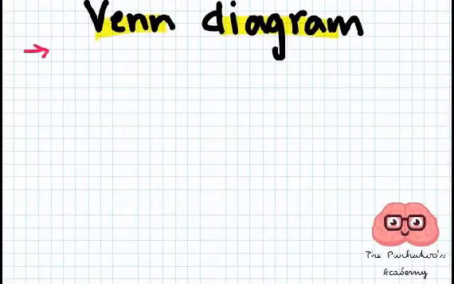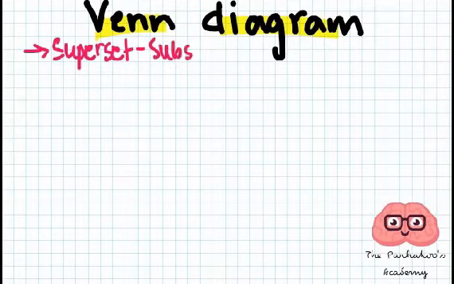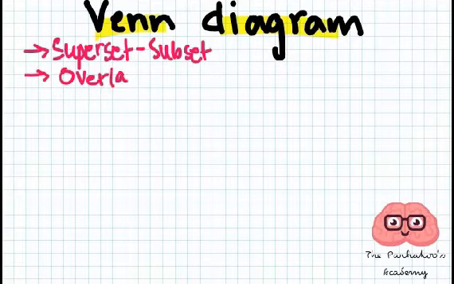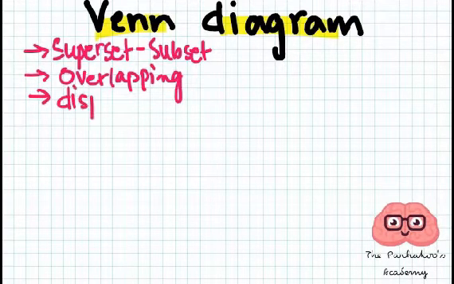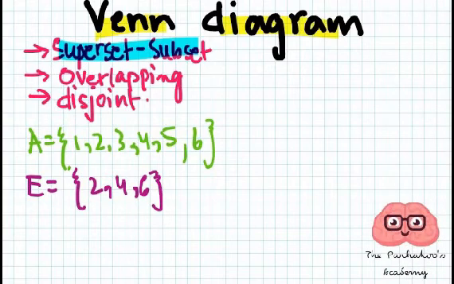Now let's see the different relationships that sets can have, and we represent them graphically using a Venn diagram. Let's explore different relationships between two sets by using a Venn diagram. The first one would be the superset subset relationship, the second would be overlapping, and the third would be disjoint. So let's see how we represent these three relationships by using a Venn diagram.